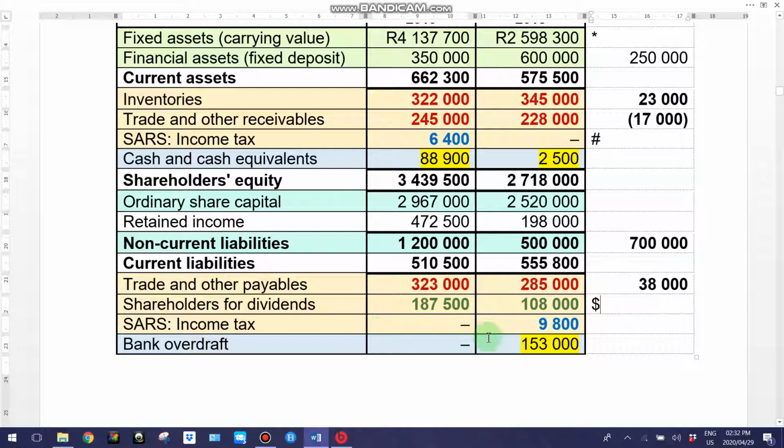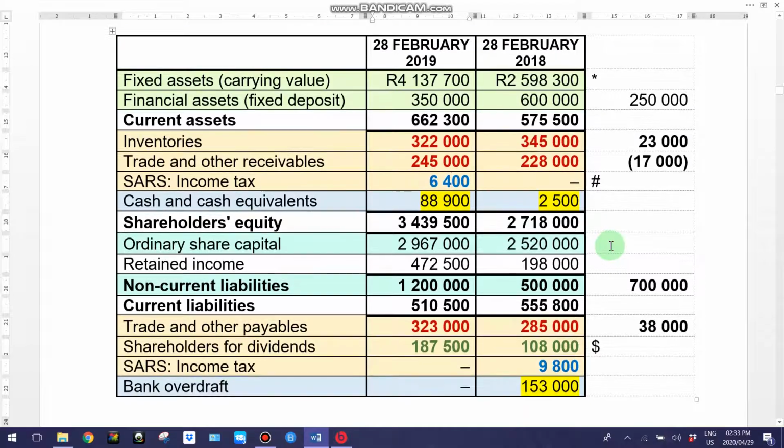And then I have SARS here, income tax, this 98,000. Last year I was owing them 9,800. It was a current liability. I did not pay enough of the income tax last year. There was a balance still due to them, but this year it ended up being a debit balance. I overpaid them. So these two amounts in blue, they are going to help me to calculate my income tax paid.